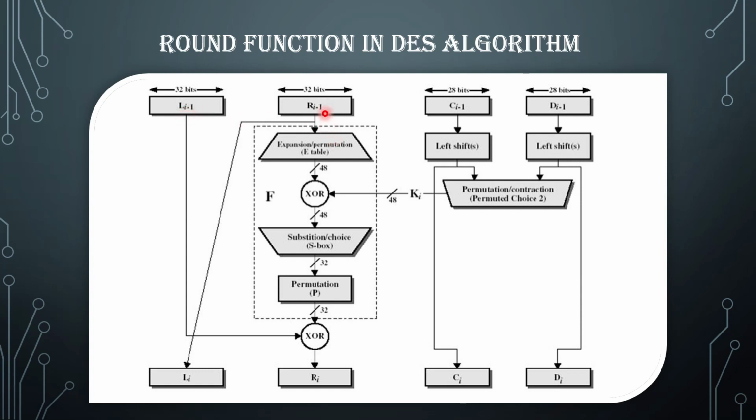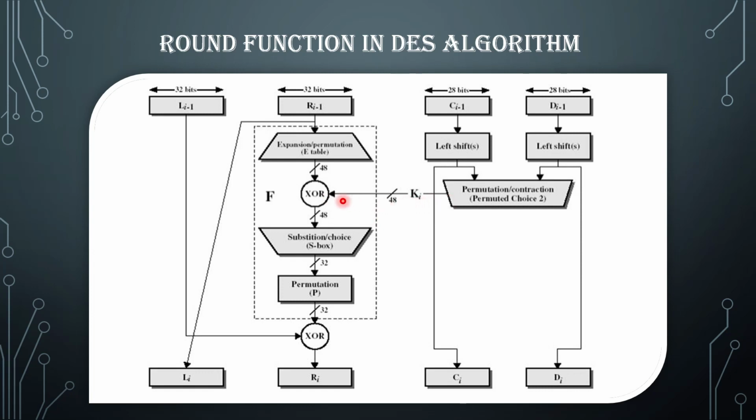When Ri minus 1 enters the expansion permutation, as I already said at the start, when the expansion permutation operation is done, we have to add 16 bits. So by adding 16 bits to the 32 bits, we get 48 bits. Then, coming here, we perform left shift operations on both sides and send them to the output and the permutation contraction. After permutation choice, we have to subtract 8 bits. So we get the key as 48 bits.